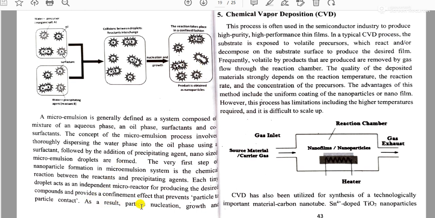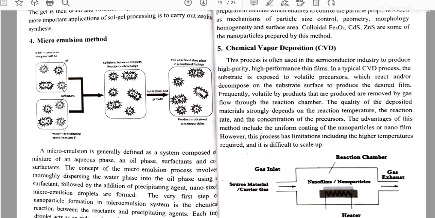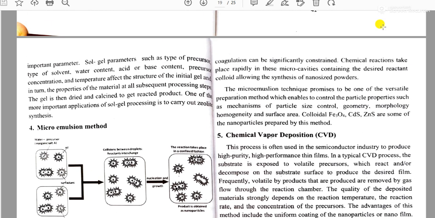So as a result, particle nucleation, growth and coagulation can be significantly constrained. So inside these microreactors, the particle size remains in the nano range itself. So here there is a confinement effect. Okay, confinement means an arresting or a hindrance to move beyond this limit. Okay, there is a confinement within this region. So the particles will be in the nano range itself.